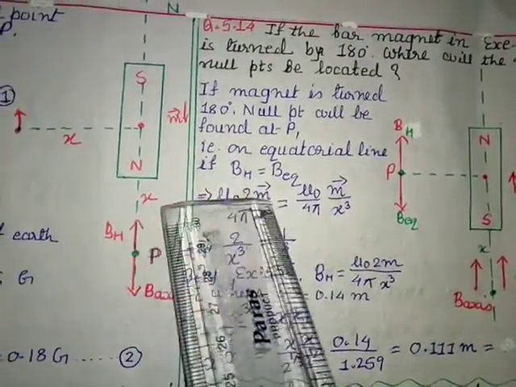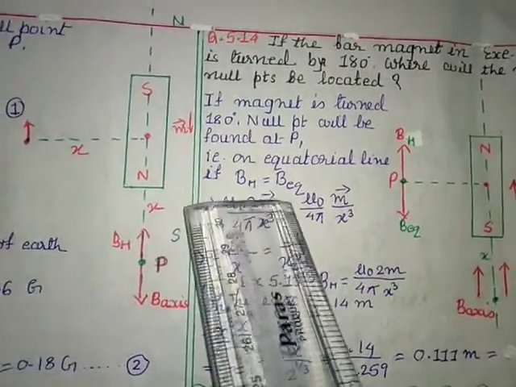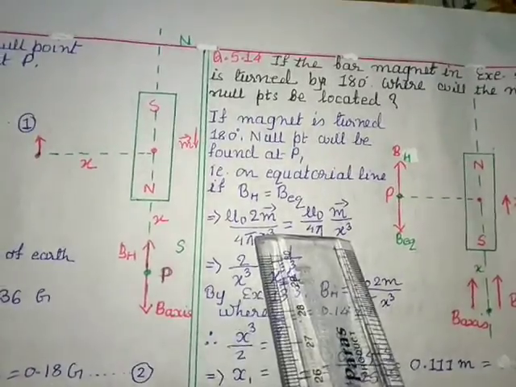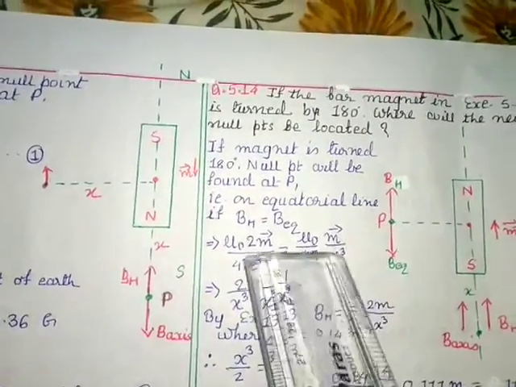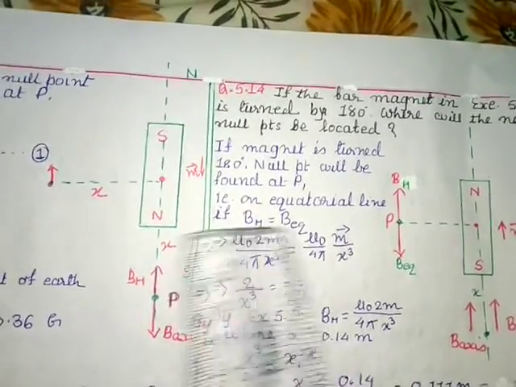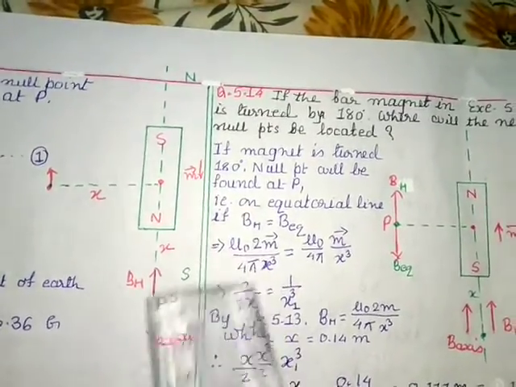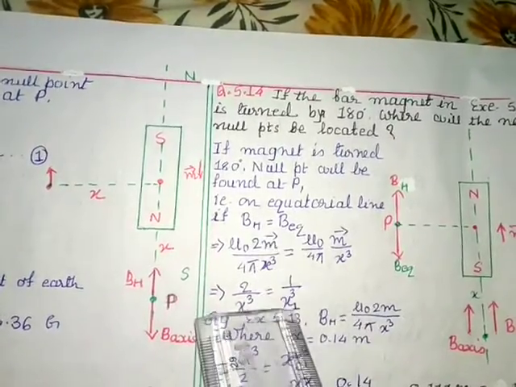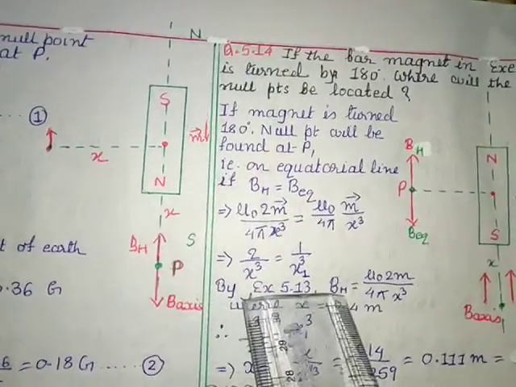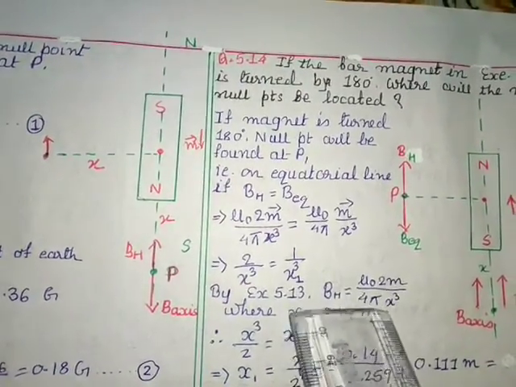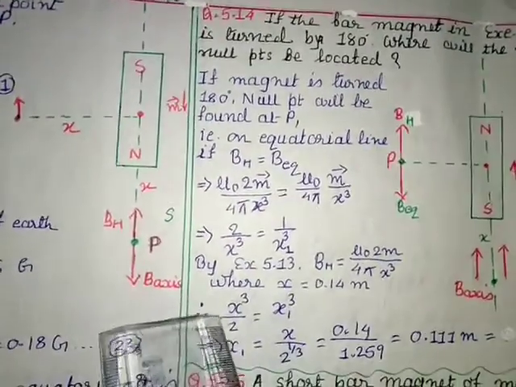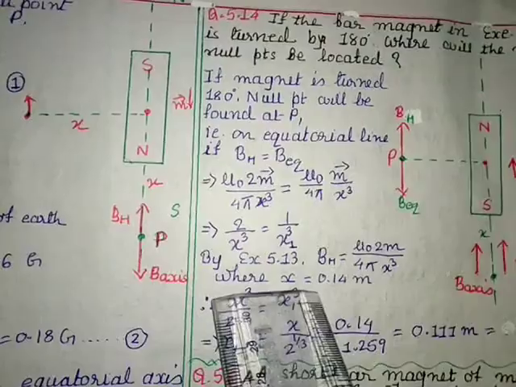BH is mu naught 2m divided by 4 pi x cube, which is equal to B equatorial, mu naught m by 4 pi x1 cube. This distance we take as x1, because we want to find this distance. So mu naught m by 4 pi cancels, and then you get here 2 by x cube, and here you will get 1 by x1 cube. Then from the exercise, BH is equal to mu naught 2m divided by 4 pi x cube, where x is 0.14 meter. So x cube by 2 is equal to x1 cube.